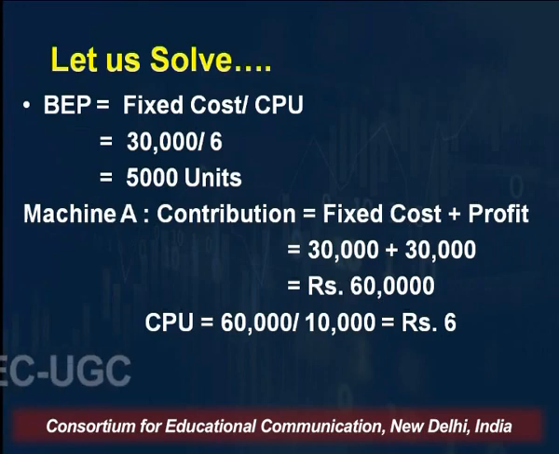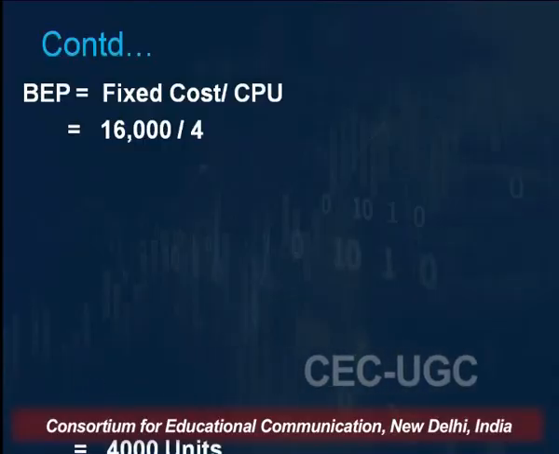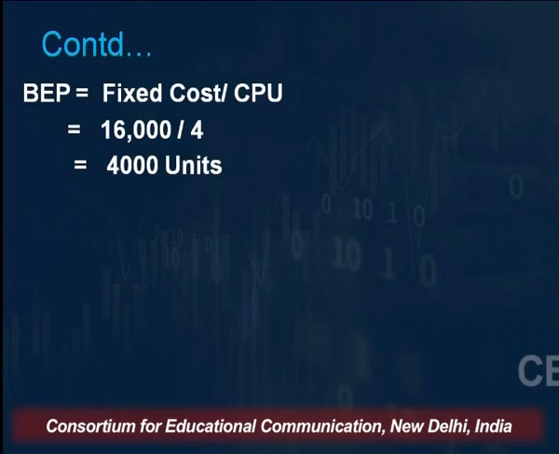The same process we have to apply for machine B as well. We have to first calculate the total contribution, and then contribution per unit. You have to add fixed cost and profit together to arrive at contribution, and then contribution is divided by number of units to arrive at CPU, that is contribution per unit. Right. Now the same process we apply for machine B. Break even point is equal to fixed cost divided by contribution per unit. Fixed cost given in the question is 16,000 rupees divided by CPU, that is 4 rupees, will provide us the break even point of 4,000 units, right?